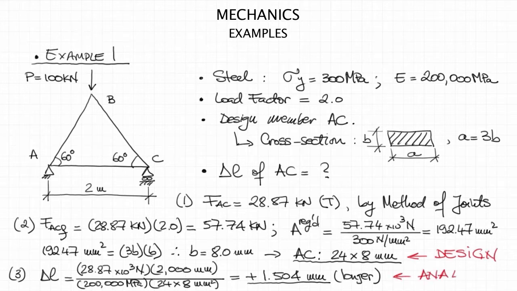But remember, the first part of the question, determining the size of member AC, was a design question. That's why we use the load factor in that part. The second part of the question, calculating the elongation of member AC, was an analysis type of question, and hence we did not have to use the load factor in this calculation.